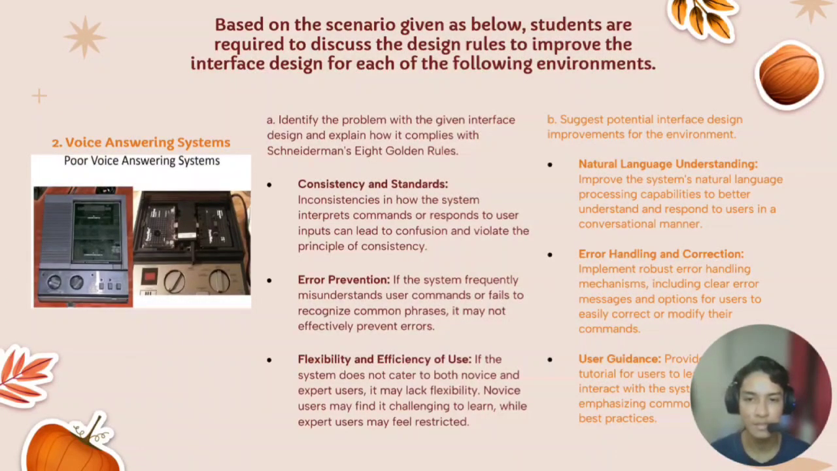B. Suggest potential interface design improvements for the environment. The first one is natural language understanding. Improve the system's natural language processing capabilities to better understand and respond to users in a conversational manner. Next, error handling and correction. Implement a robust error handling mechanism, including clear error messages and options for users to easily correct or modify their commands. The third is user guidance. Provide a tutorial for users to interact with the system.